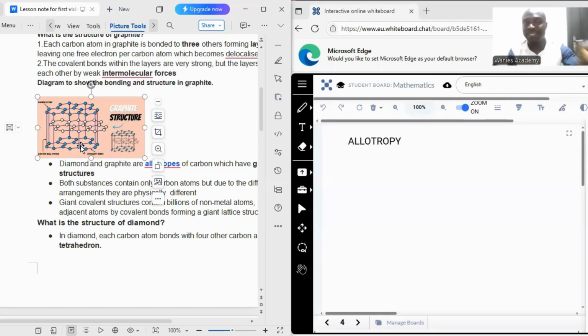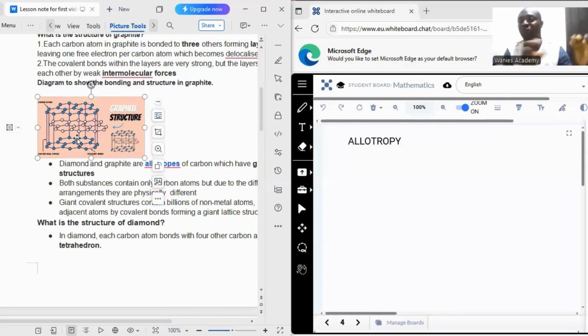Now, bear in mind that these layers are held together by weak van der Waals forces. One of the weakest forces of attraction in chemistry is the weak van der Waals forces. So the forces holding these layers one on top of the other are weak van der Waals forces. However, these forces do not hold the carbon atoms together. They only hold the layers together. The carbon atoms are held together by covalent bonds, which are very strong and rigid in nature.